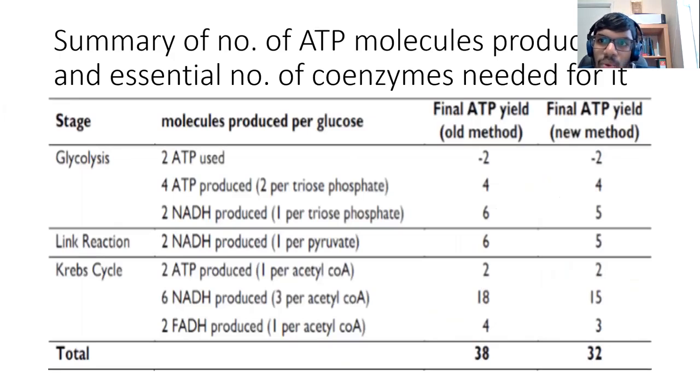Okay, these are all the blue highlighted words that I mentioned. These are all the molecules that are produced and enzymes from all the stages of aerobic respiration. And 38 overall total ATP molecules is theorized, but the real quantity is 32 overall.